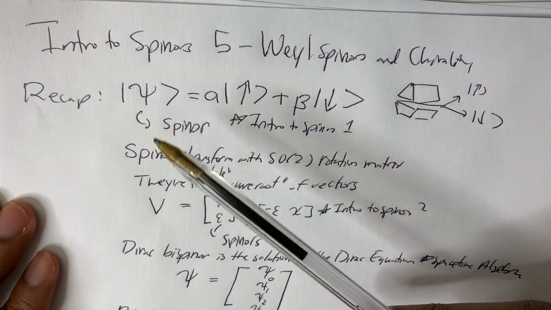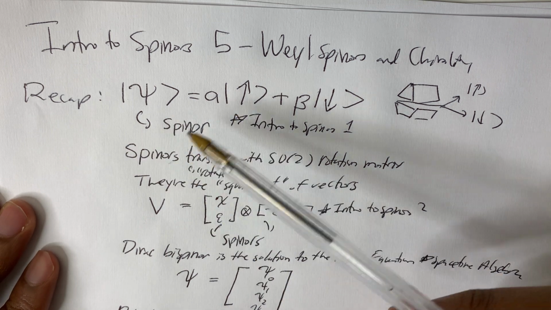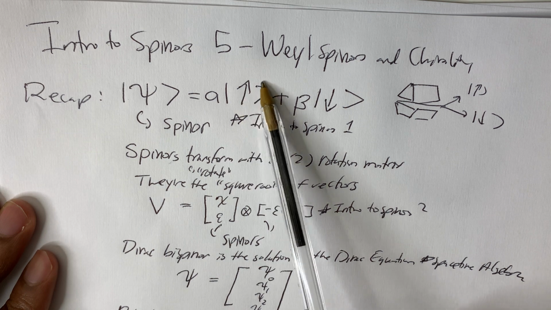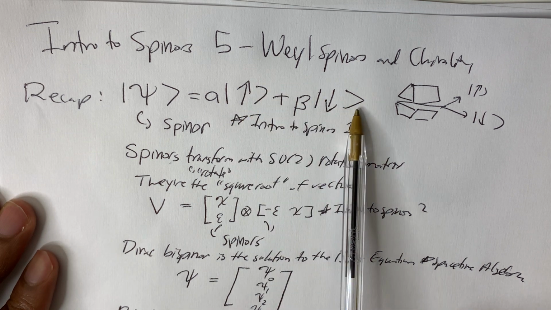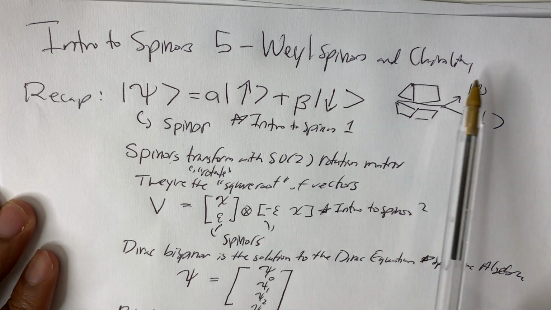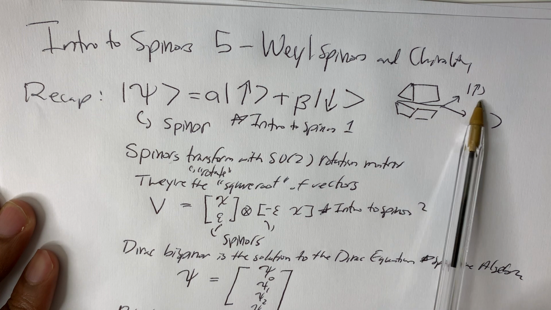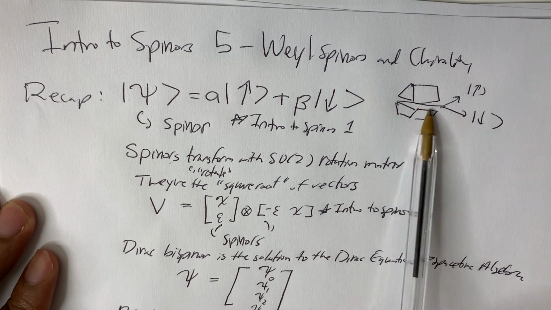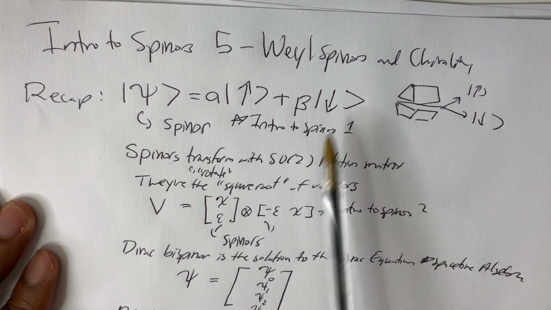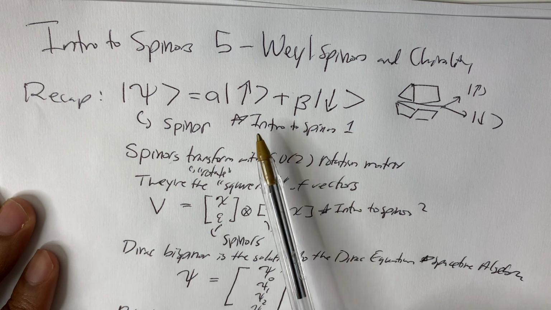In our first video, we talked about what a spinor was in quantum mechanics. A spinor is just some superposition of the spin up state and the spin down state. This was Intro to Spinors 1. And we talked about how spin up corresponds to a particle going up under some magnet, and spin down corresponds to some particle moving down once it enters the magnet. And that particle, of course, has spin, right?